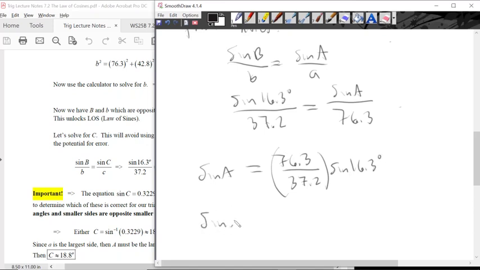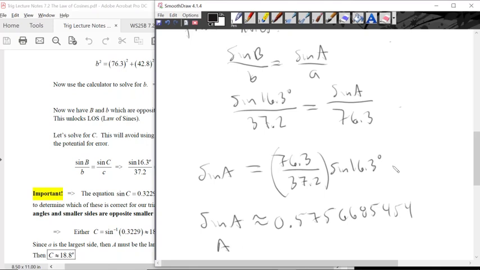Okay, so we'll go to the calculator and it'll come up with an approximation out to several decimal places for this quantity over here. Make sure we're set in degree mode on the calculator. 76.3 divided by 37.2, and then multiply that by the sine of 16.3, and I'm checking that I'm in degree mode on the calculator. Okay, and the answer I get is approximately 0.575668554, right? Several decimal places of accuracy.